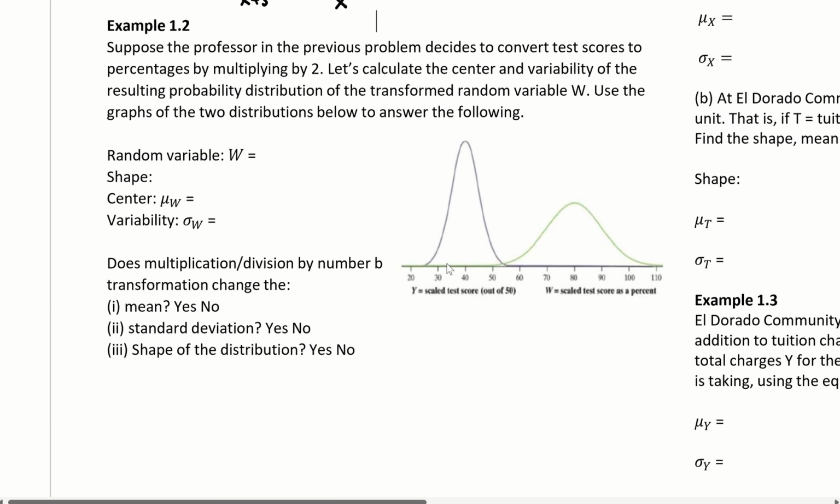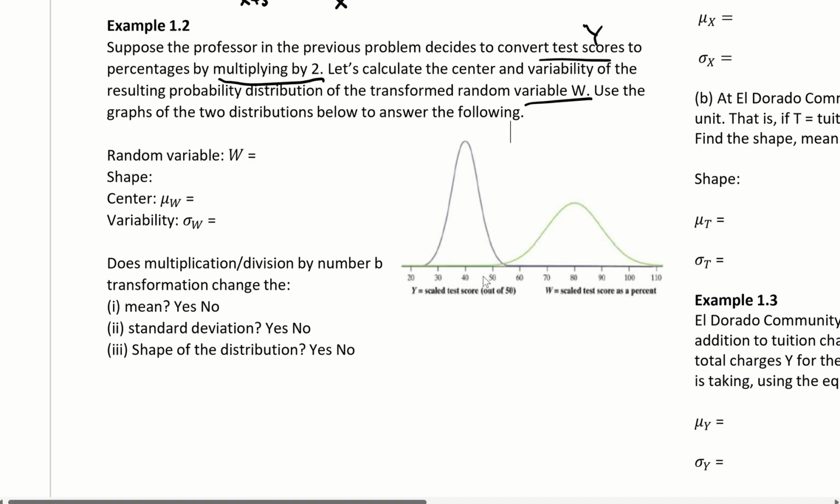All right, so example 1.2. Suppose the professor in the previous problem decides to convert the test scores to percentages by multiplying by 2. So we're multiplying the previous score by 2. The previous score was Y, the test scores, okay? Let's calculate the center and variability of the resulting distribution, and we'll call it random variable W.